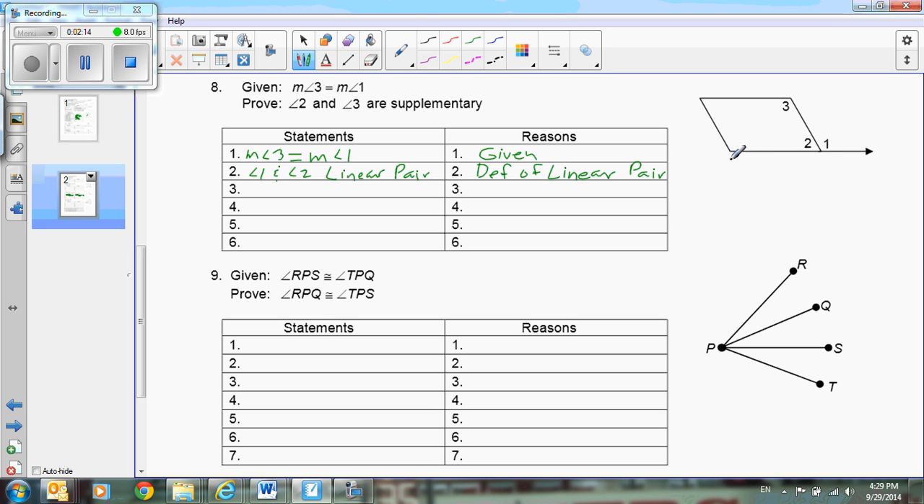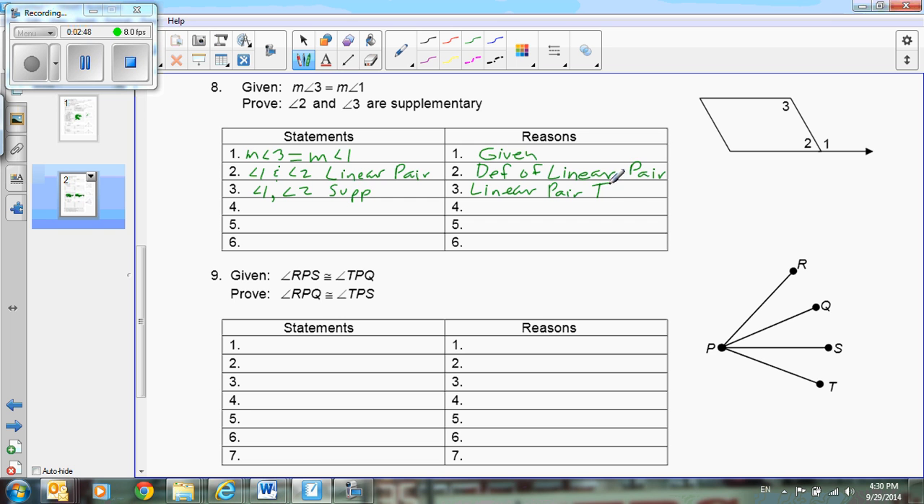All right, now also look on your blue sheet at your linear pair theorem, which says if two angles form a linear pair, then we may conclude that they are supplementary. Well, we have two angles that form a linear pair. So we can say that angle 1 and angle 2 are supplementary, and what justifies that is the theorem that we proved in class called the linear pair theorem, which says if two angles form a linear pair, then we may conclude that they are supplementary.